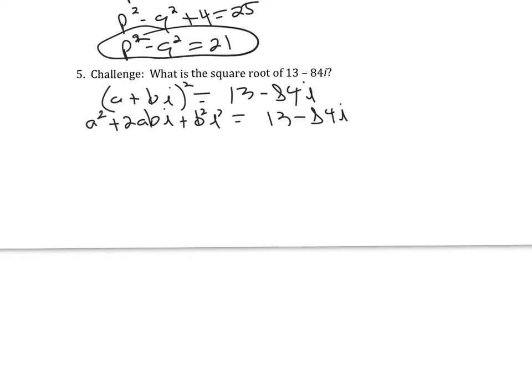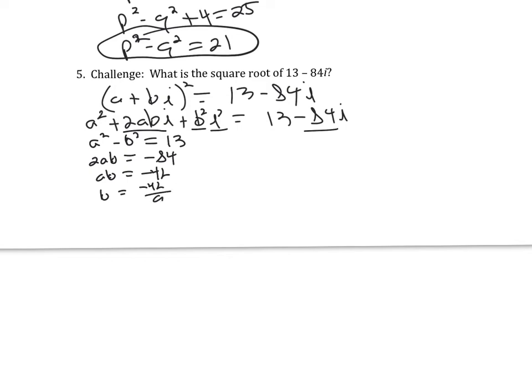So that means that we can say that a squared minus b squared, because we have b squared times negative 1, which is i squared, has to be equal to 13. And 2ab has to be equal to negative 84, which is the coefficient of i on this side, and 2ab is the coefficient on this side. So that means that ab is equal to negative 42, which means that b is equal to negative 42 over a.